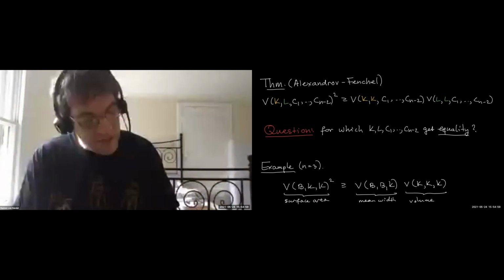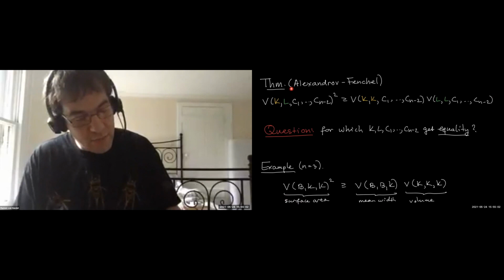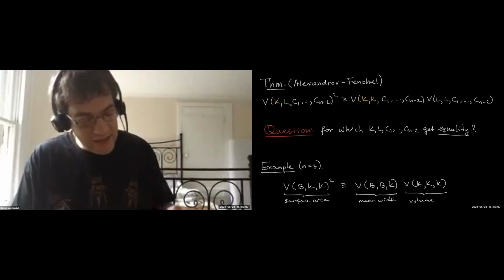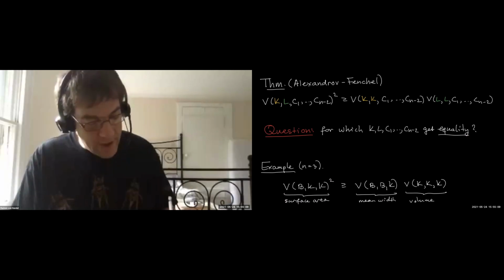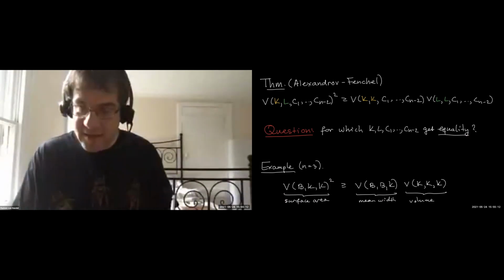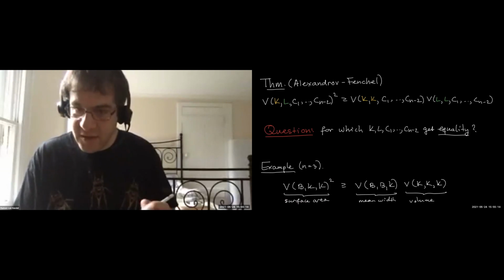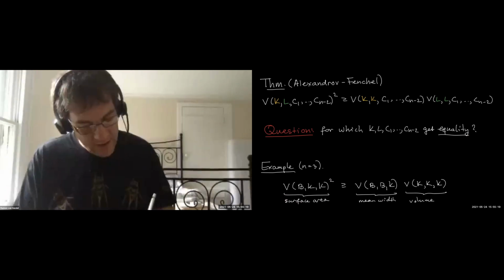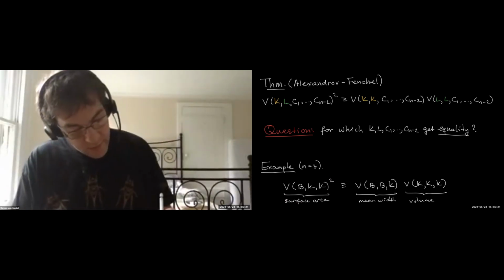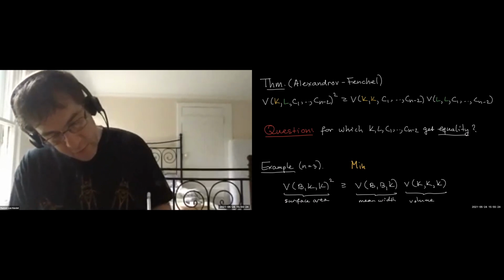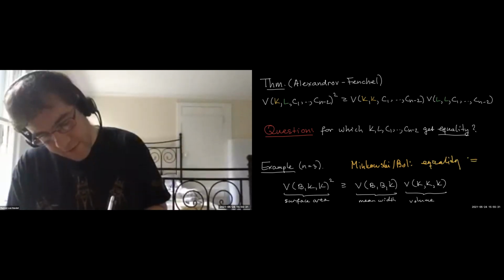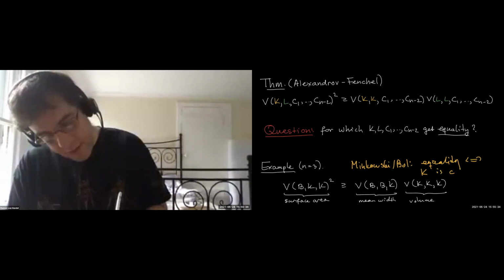So you should really think of this inequality as being a kind of isoperimetric inequality. And the question about equality cases is exactly the question about which bodies minimize the left-hand side, given that you fix the quantities on the right-hand side. That's the isoperimetric theorem. And in fact, what Minkowski and Bohl proved is that equality in this inequality holds if and only if K is a cap body.